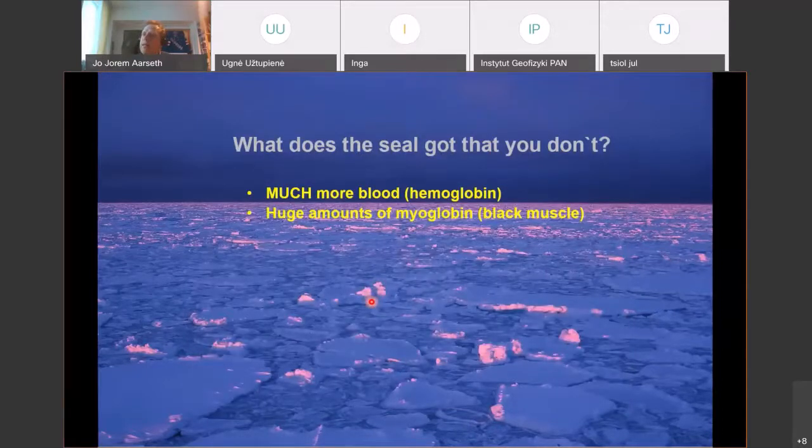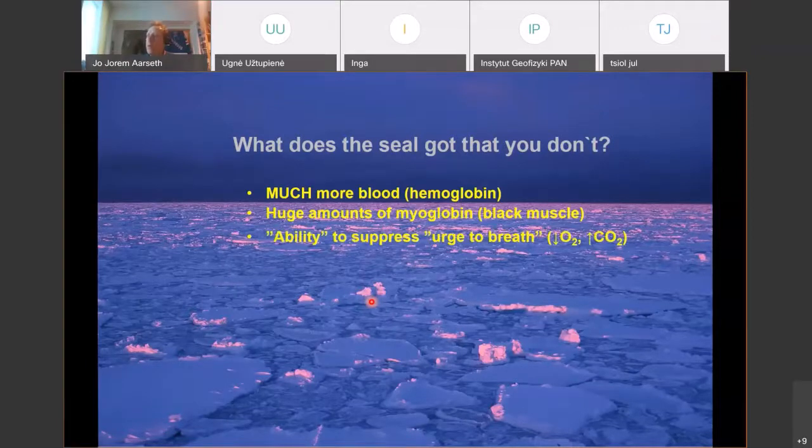The seals also have huge amounts of myoglobin, which gives them black muscle or black meat. A chicken has no myoglobin in the muscle cells whatsoever, and that's why chicken meat is white. Myoglobin, as you can hear from the word, is related to hemoglobin. It's also a molecule which stores oxygen, but that molecule can only store 1 oxygen. But then you have oxygen stores inside your muscle cells as well.